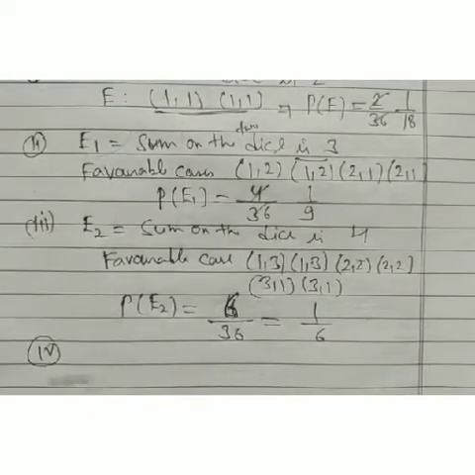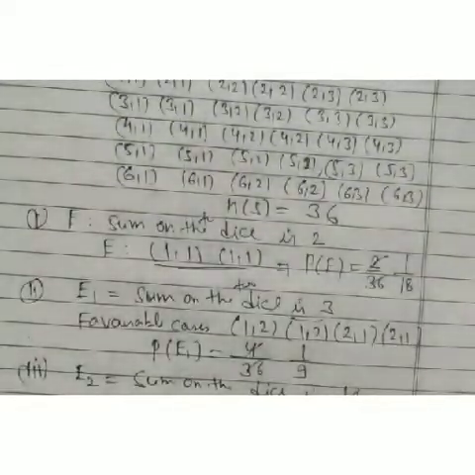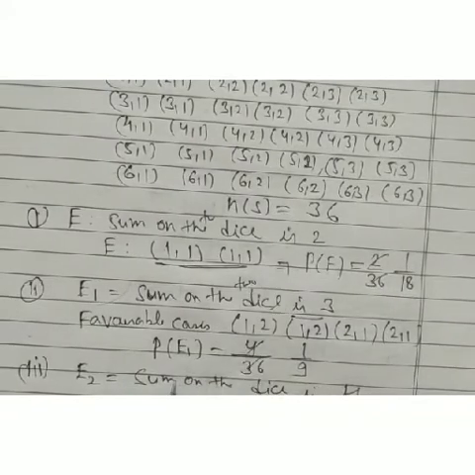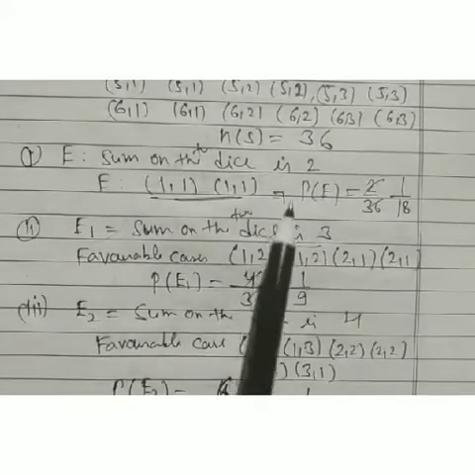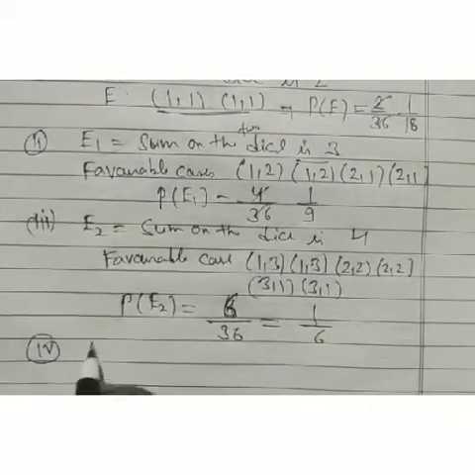The rest of them, all of you are going to find out. I'm going to find out the probability of getting 2, 3, 4, 5, 6, 7, 8, 9. All of you are going to find out. I'm just taking the last one.